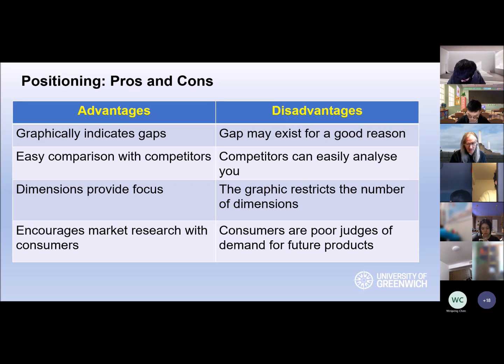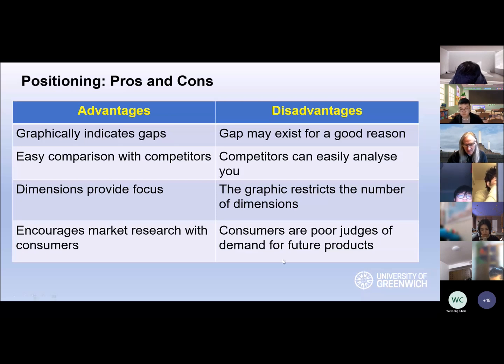The disadvantages, though: gaps may exist for a good reason, like we've seen. So an entire quadrant is empty. It's not a gap. It's just completely empty because it makes no sense to be in that quadrant. And there may be gaps between certain brands. You know, the gap between Omega and Rolex may be so small that no other company can really get into that gap. And of course, competitors are doing exactly the same thing about you, so you're appearing on their map. And because we're only looking at 2 dimensions, and one of them is nearly always price, it's quite restrictive.